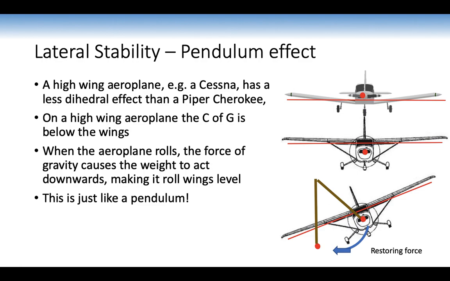So lateral stability and pendulum effect. On a high wing airplane, e.g. a Cessna, it has less dihedral effect than a Piper Cherokee, but it still has a good amount of lateral stability, and that's due to the pendulum effect. On a high wing airplane, the center of gravity is below the wings, and when the airplane rolls, the force of gravity causes the weight to act downwards, making it roll wings level. So as you can see, the airplane's rolled. Force of gravity wants to have that restoring force to roll to wings level. It's kind of like a pendulum as well.